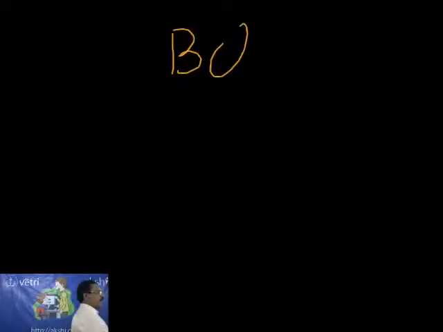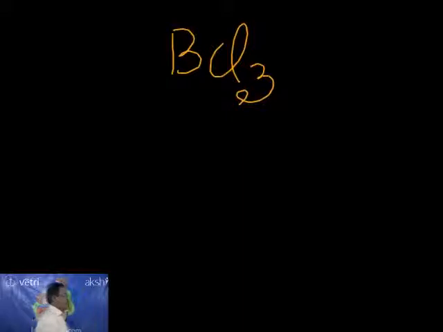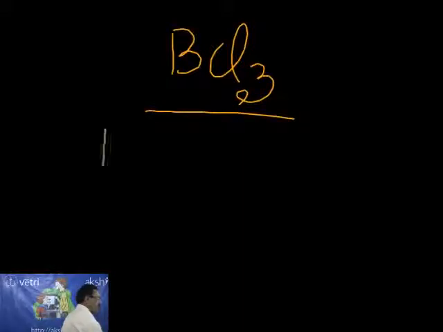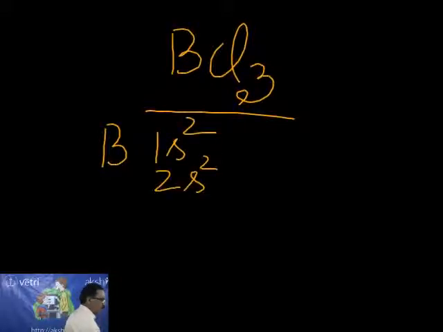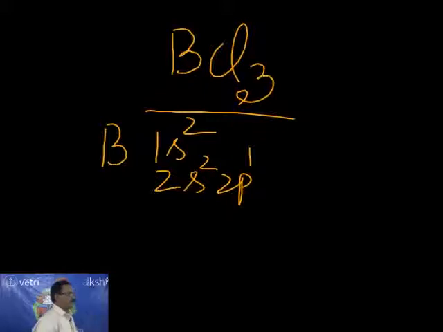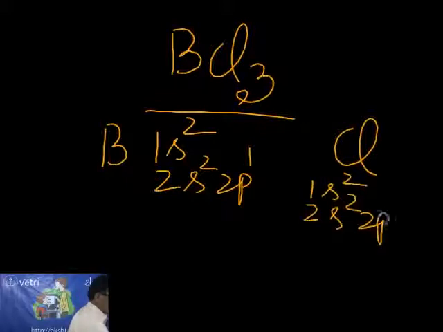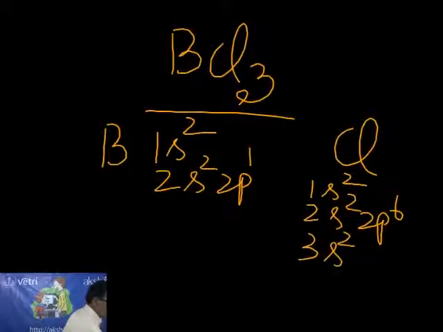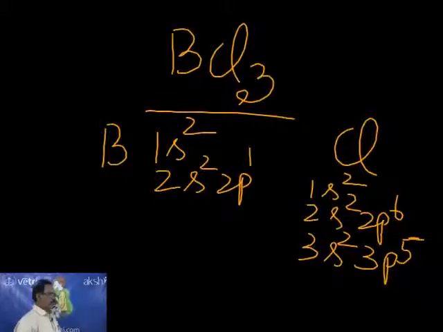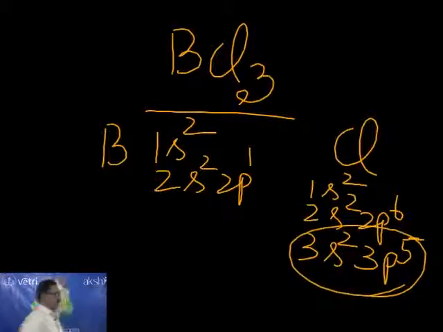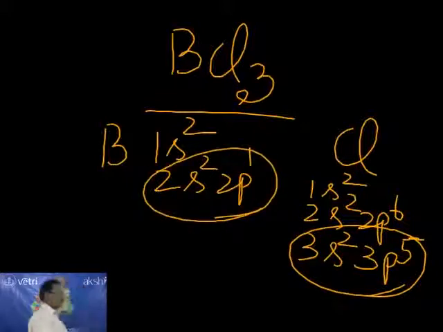Let me take boron trichloride. Under boron trichloride, the boron electronic configuration is 1s2, 2s2, 2p1. Coming to chlorine, the electronic configuration is 1s2, 2s2, 2p6, and 3s2, 3p5. So the outermost shell has 7 electrons in chlorine, and the outermost shell in boron has 3 electrons.